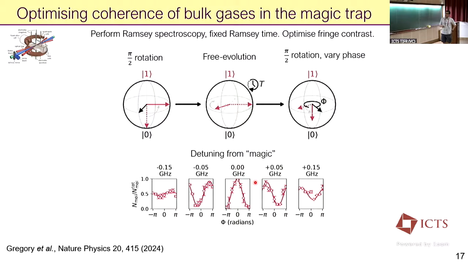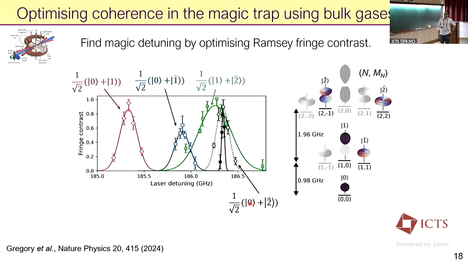We can zoom in and optimize this magic wavelength doing a Ramsey sequence. We do a standard Ramsey sequence and look at the contrast and then vary the tuning of the laser to map out where the contrast is the greatest. That's shown here. So this is the contrast from the Ramsey sequence as a function of the laser detuning. The different curves are actually for different superpositions in the molecule. So for example, this red is 0 and 1 labeled here, and the green is 1 and 2, in this case here. You'll see why we use different transitions in a moment.